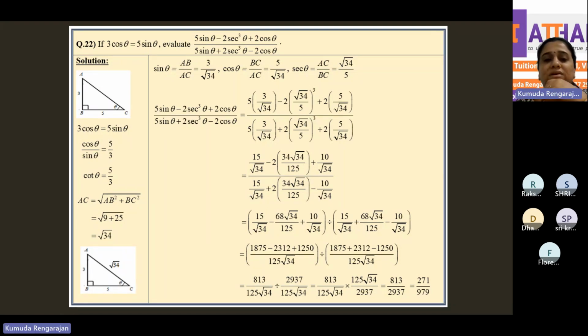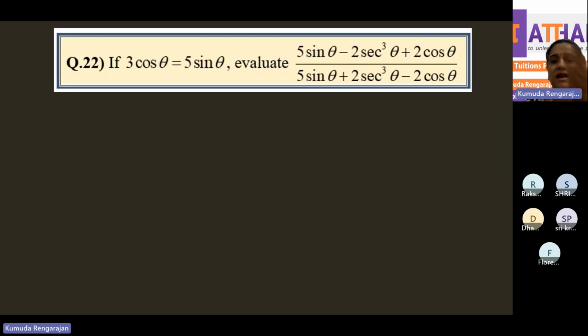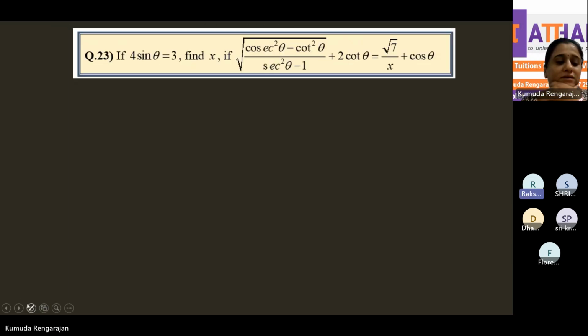You can simplify. Sometimes when you have to evaluate, depending, I'll tell you in some other question. You can evaluate and then find the value. I'll show you. I'm coming from behind actually, so I have a question like that.